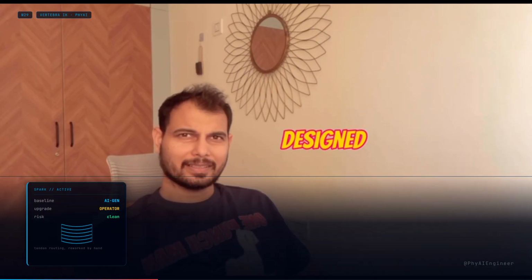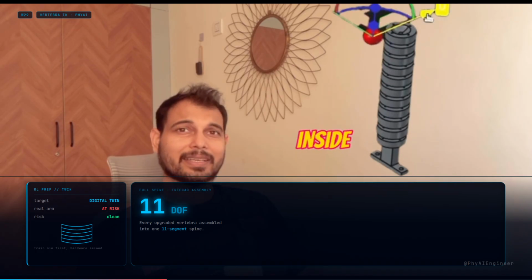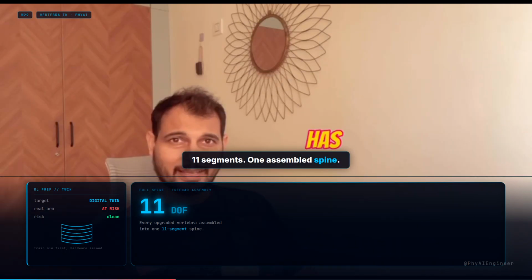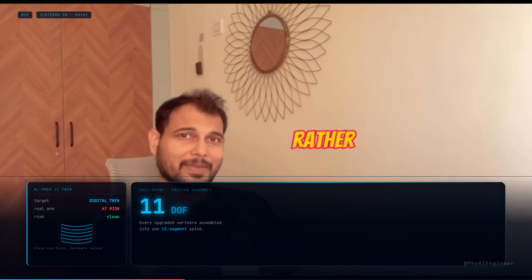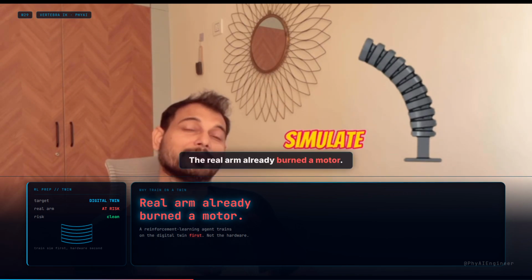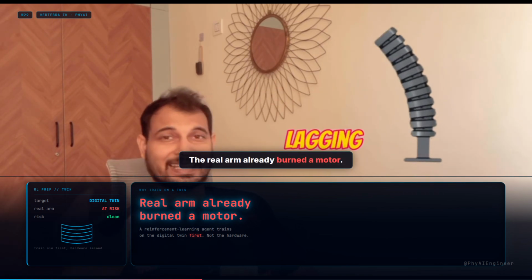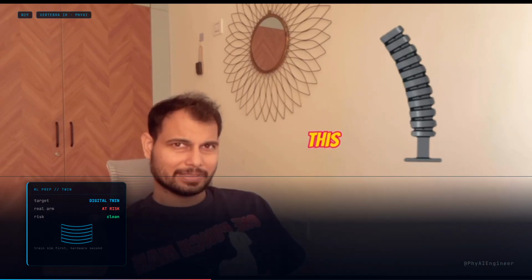With the newly designed vertebrae, I have assembled an 11 DOF tentacle arm inside the FreeCAD assembly. Okay, if a reinforcement learning agent has to train on it, it should first go ahead with the twin of the arm rather than the actual arm, which previously ended up burning my motor. But when I tried to simulate the arm inside FreeCAD with the assembly joints, it was lagging like anything. It seems that native CAD software is not built for this purpose.